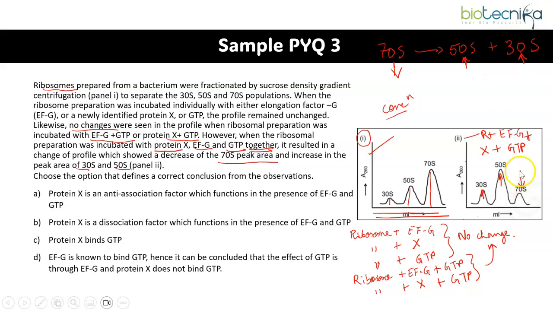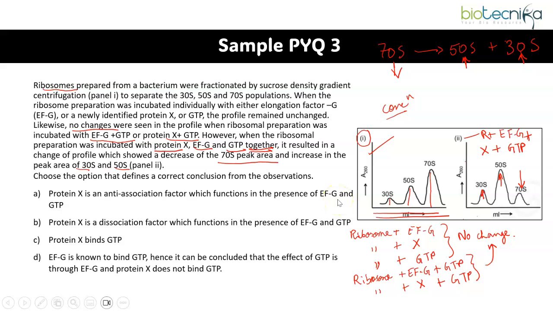Okay, right? Now, how can a 70S concentration decrease? If there is any dissociation factor, meaning there is something which will dissociate both the subunits. Okay. Now, what is the question? Choose the option that defines the correct conclusion from the observation. Protein X is an anti-association factor which functions in the presence of EFG and GTP.